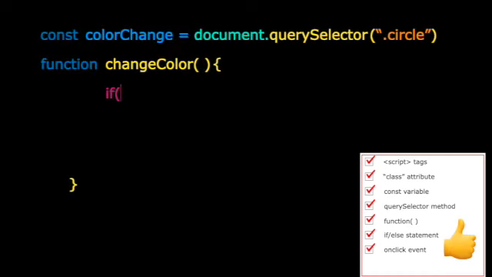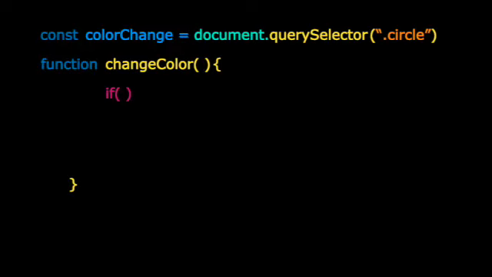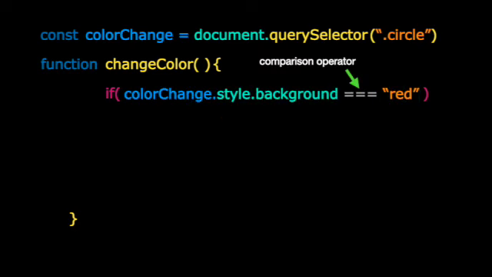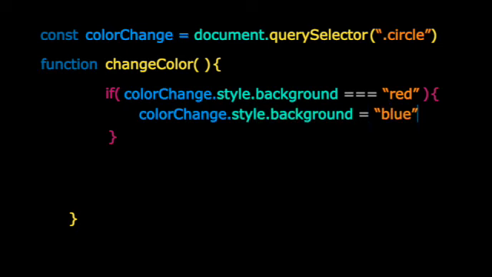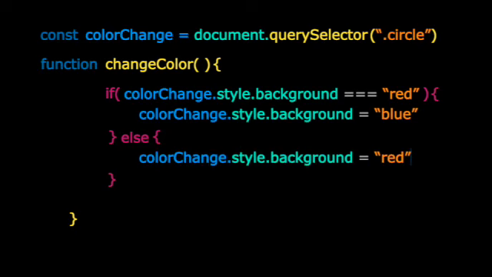We start by putting if with parentheses. In there, we will put conditions we want the function to run. In this case, if the div is red, then in the curly brackets, we will change it to blue. If it's already blue, then we put else, and in those brackets, we can change it back to red.